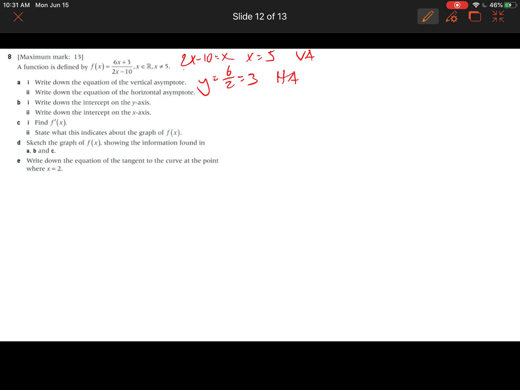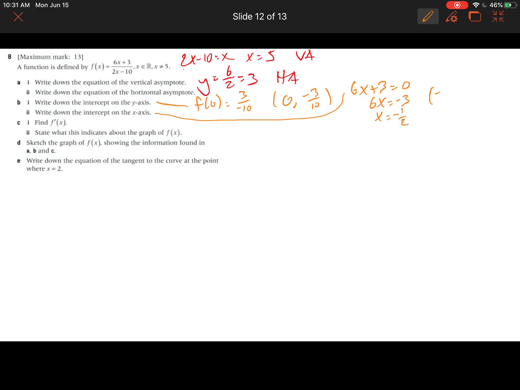Sweet. Moving on. Write down the y-intercept and the x-intercept. So to find the y-intercept, f of 0 is equal to 3 over negative 10. So it's 0 comma negative 3/10. To find our x-intercept, we need to set the top equal to 0.